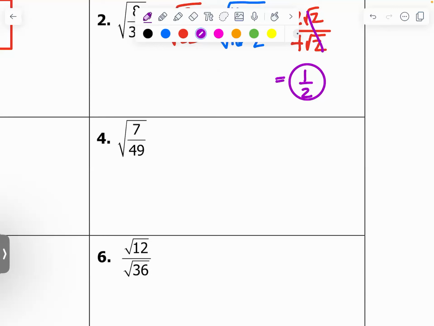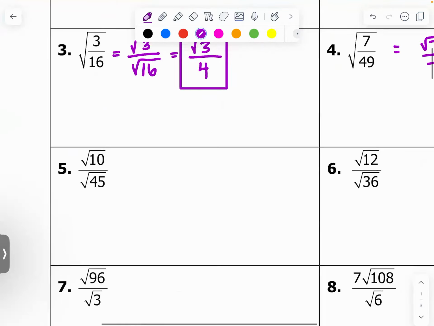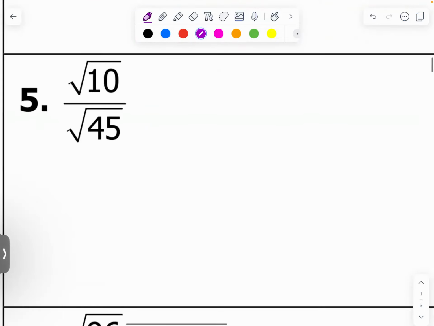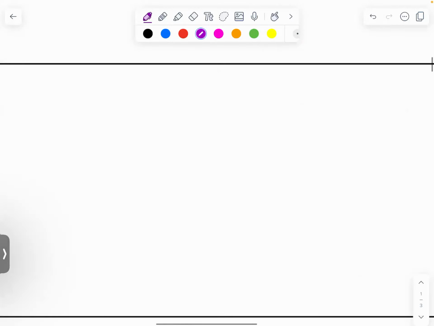Zayden, what did you get for number 4? Radical 7 over 7. Good. Now, I want to show you that it doesn't have to be work with the numerator separately, work with the denominator separately. So I want to show you something we can do here, okay?